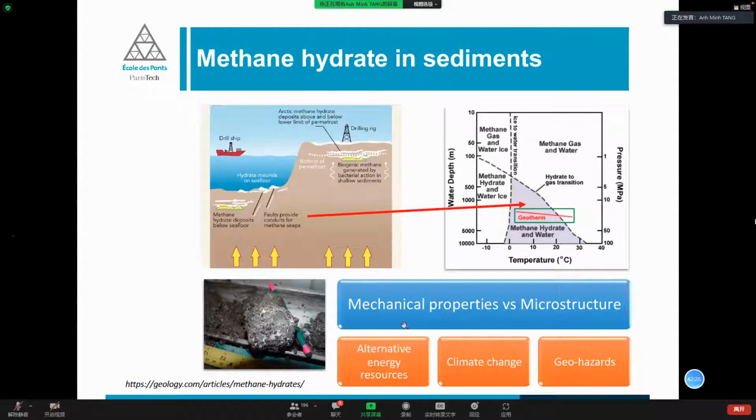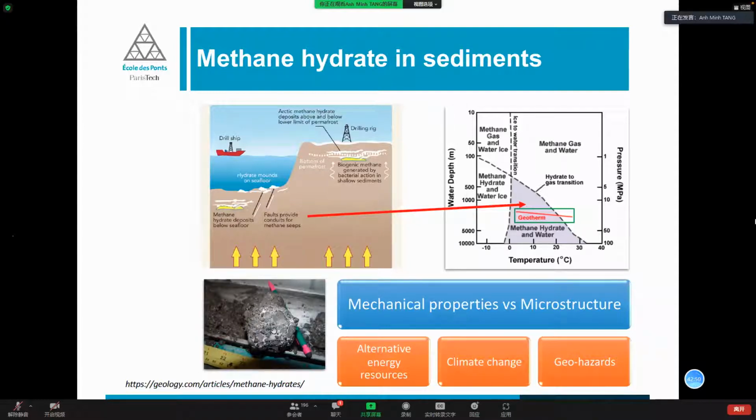Because with climate change, the temperature in this zone is increasing quickly. So that can release a big quantity of methane gas stored in this hydrate zone, and that can increase the quantity of methane gas in the air. So this is the first thing.